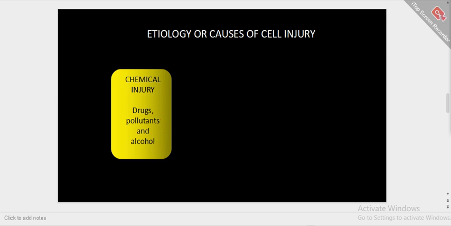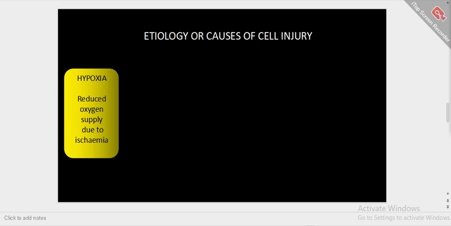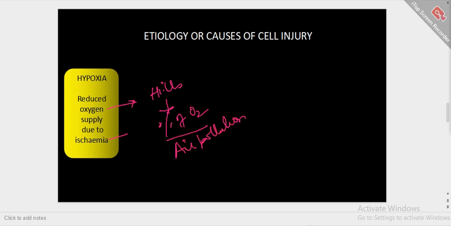Next etiological agent is hypoxia, that is, reduced oxygen supply due to ischemia. This reduced oxygen supply can be seen at a hill station, where the partial pressure of oxygen is disturbed, and it can also be noticed during air pollution, which leads the cell not to perform its function well.